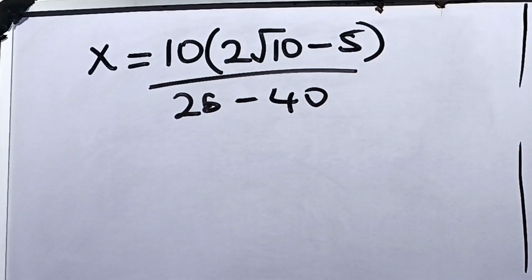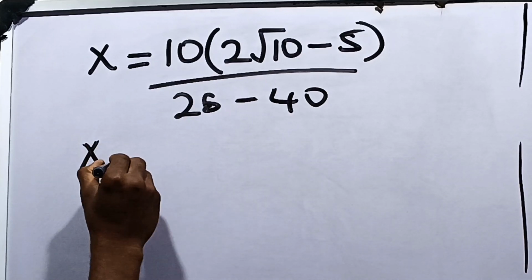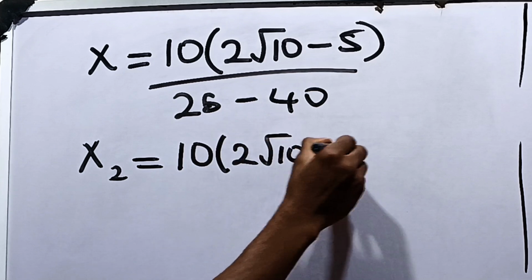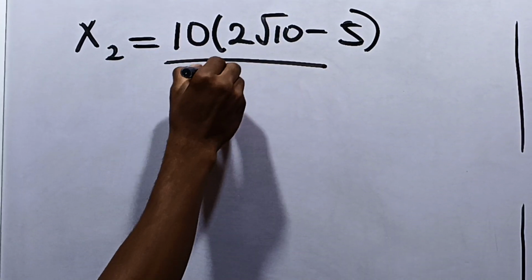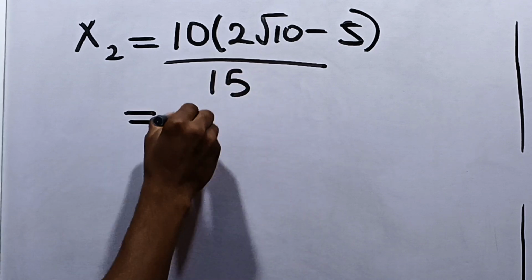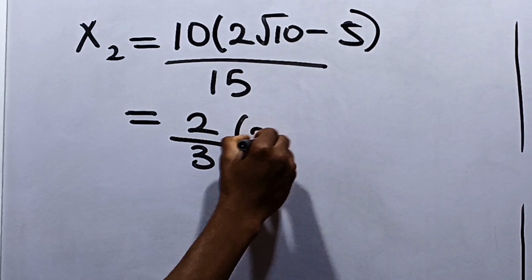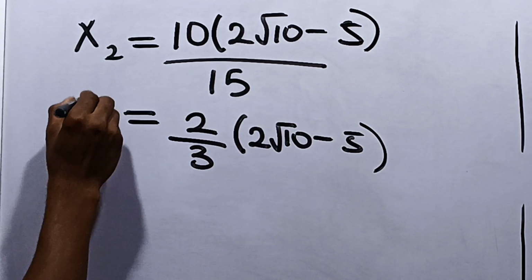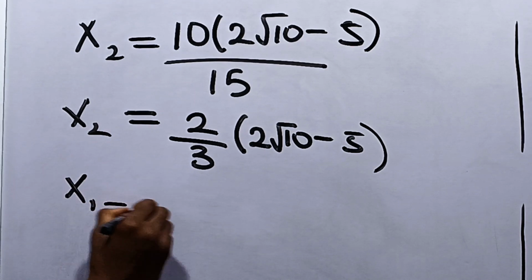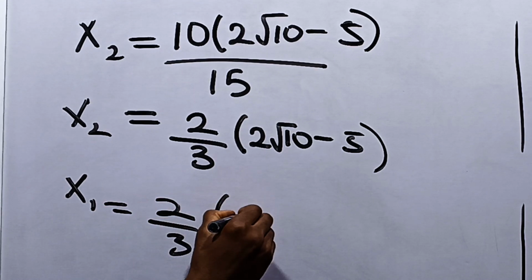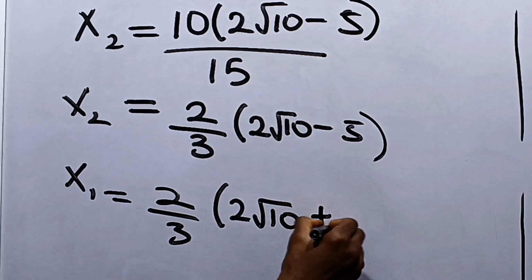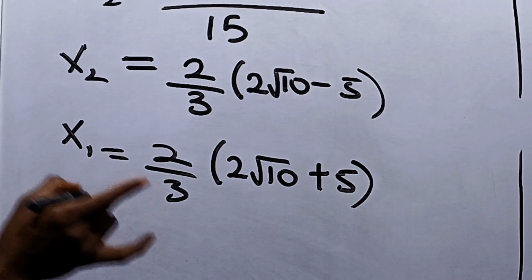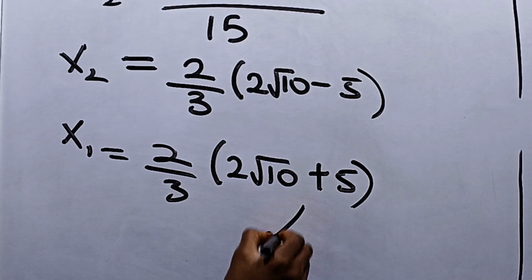Now moving on from here, the second answer for x will be equal to 10 into 2 root 10 minus 5 divided by 15. So this is equal to 2 over 3 into 2 root 10 minus 5. And recall that our first x is equal to 2 over 3 into 2 root 10 plus 5. So x is equal to 2 over 3 into 2 root 10 plus or minus 5. And this becomes the final answer to this question.